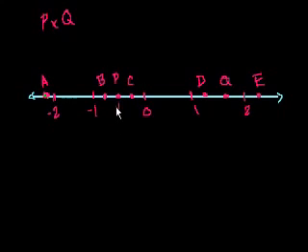So point P, well, eyeball it. It's a little bit to the left of 0, to the right of -1. Looks like maybe, I'm just guessing, minus 0.5, minus 1/2, right?